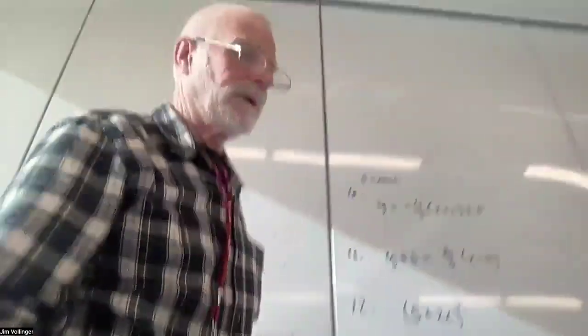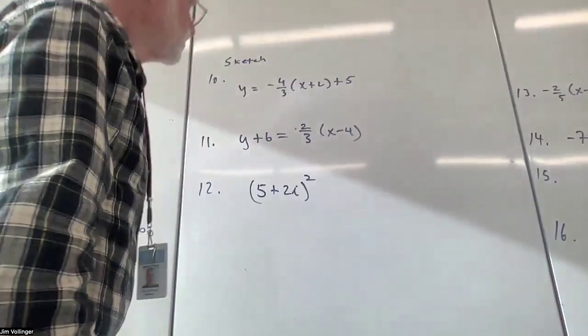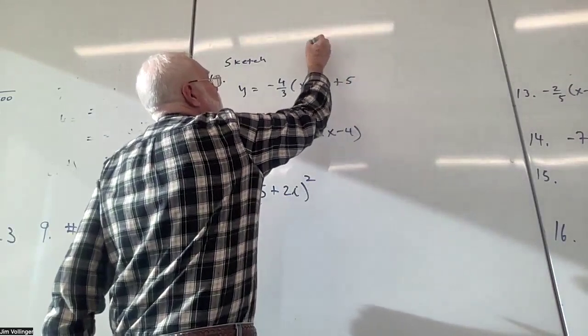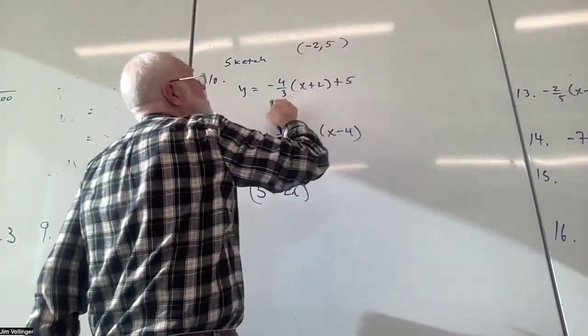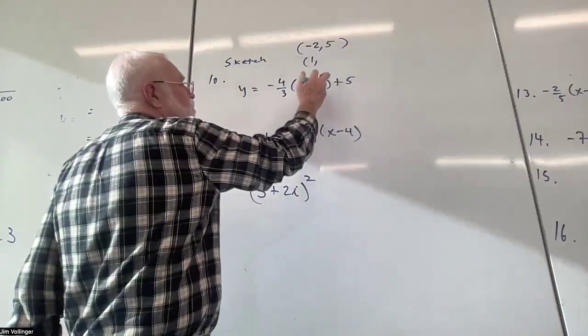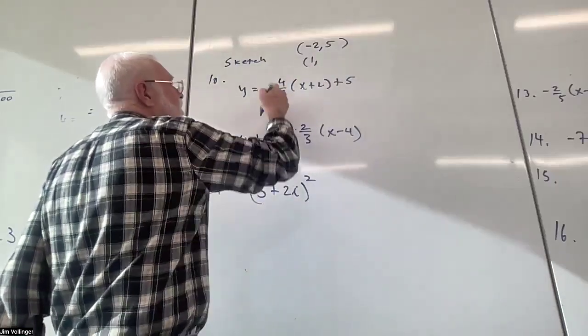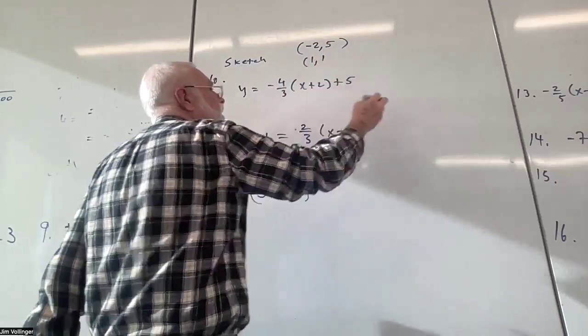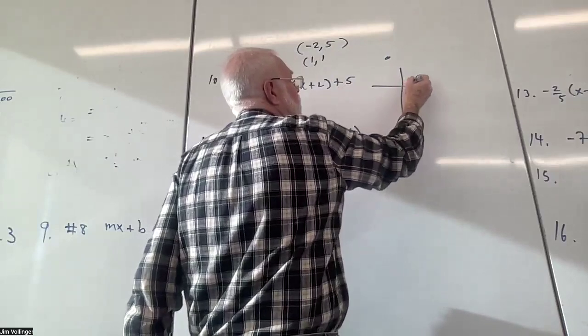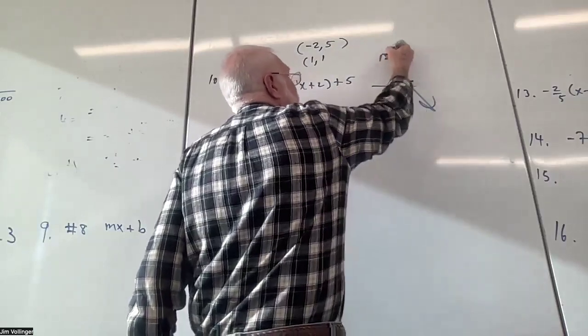Let's sketch. What's the easiest way for you to sketch? Equation of a line, find 2 points. I can see minus 2 gets me 5. And my x changes by 3, so therefore a 1 should get me a nice number. 1 plus 2 is 3, the 3's cancel. Minus 4 plus 5 is 1. And I'll come over here and estimate minus 2, 5. And I'll estimate 1, 1. And I'll graph the line.